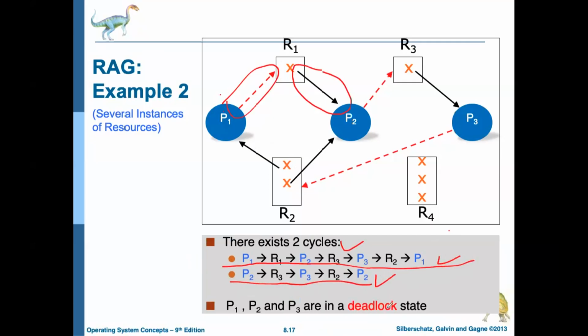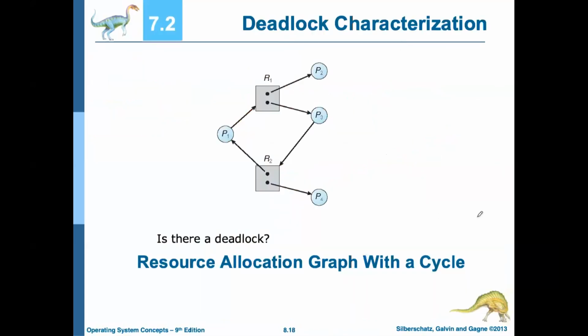So P1 and P2 are in a deadlock state. Finally, P1, P2, and also P3 are in a deadlock state when we have these two cycles. So now, yeah.